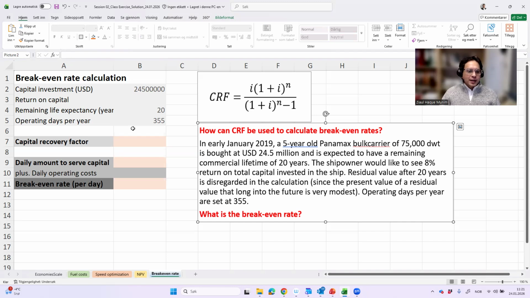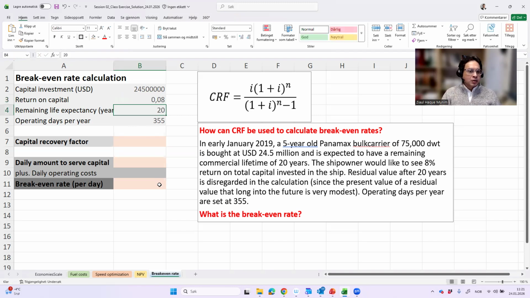So what is the break-even rate? Okay, so first of all, the return on capital. We know it's 8%, so 0.08. We have the 24 million here. We have 20 years remaining lifetime. We have operating days at 355. So first of all, we need to calculate this CRF, capital recovery factor.